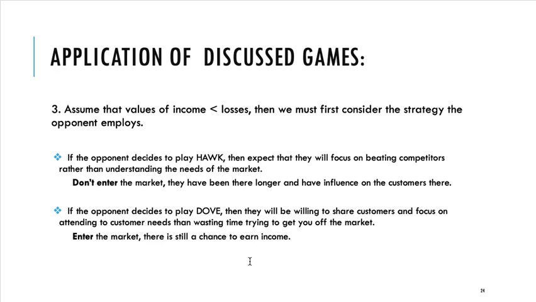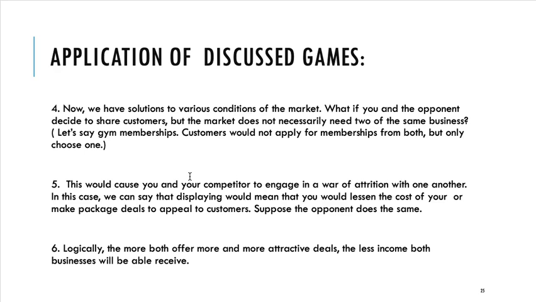So let us look at the second condition on the previous slide, where income is less than losses. Then, if the opponent decides to play hawk, then it would be better if we don't enter the market. However, if the opponent decides to play dove and would be willing to share customers, then we should enter the market since there is still a chance to earn income. Now let's say we enter the market and we decided to share customers.